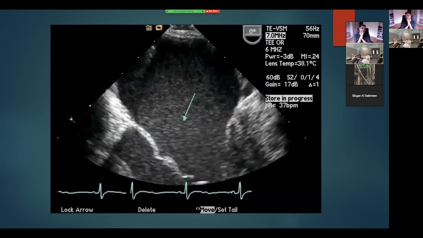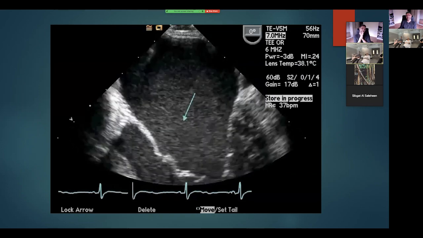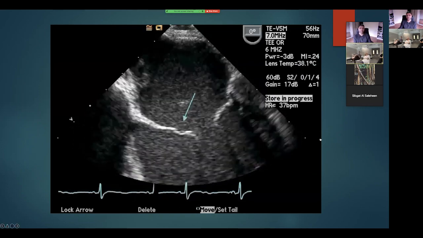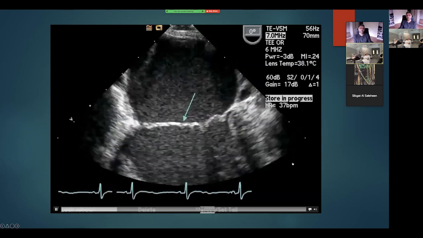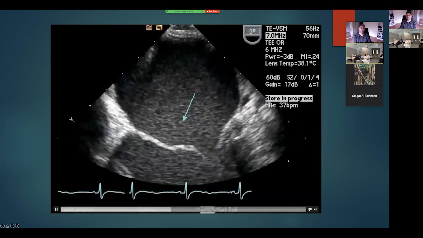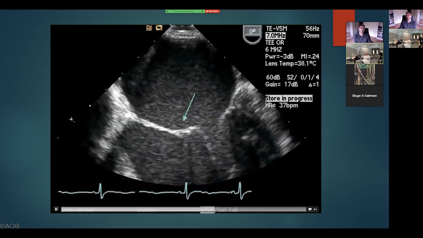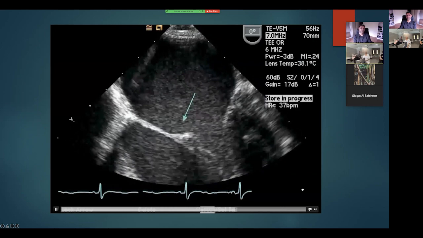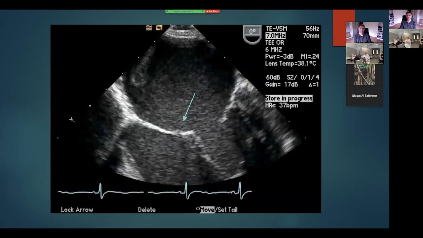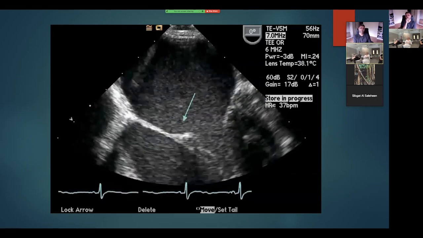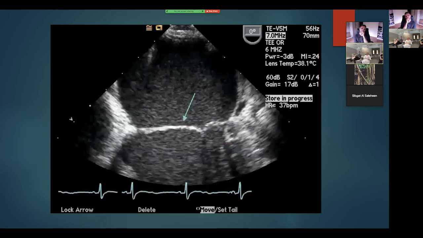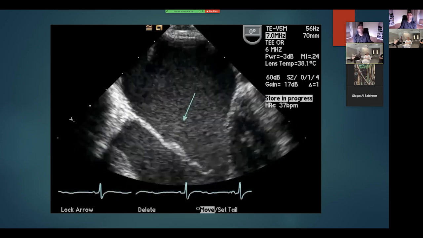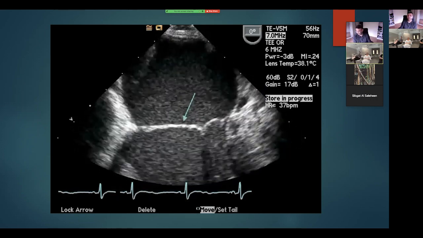Louis, let's start with you. I'm not sure whether this is the mid-esophageal 4-chamber or 2-chamber. Is it 0 degrees? Oh, that's where it is. I couldn't see it. Okay, so that must be the 4-chamber. On the left is the anterior leaflet, on the right is the posterior leaflet. That's correct.